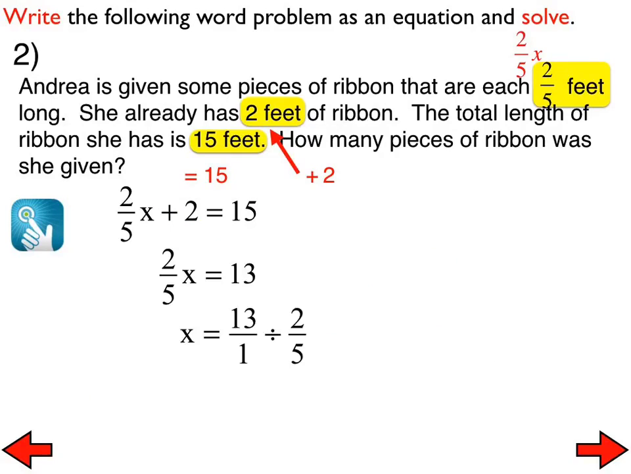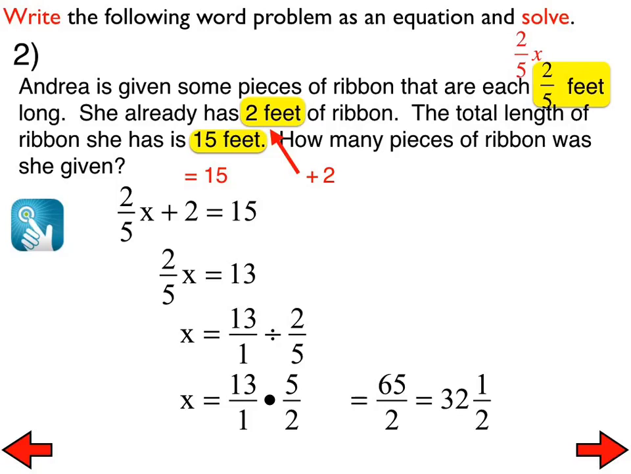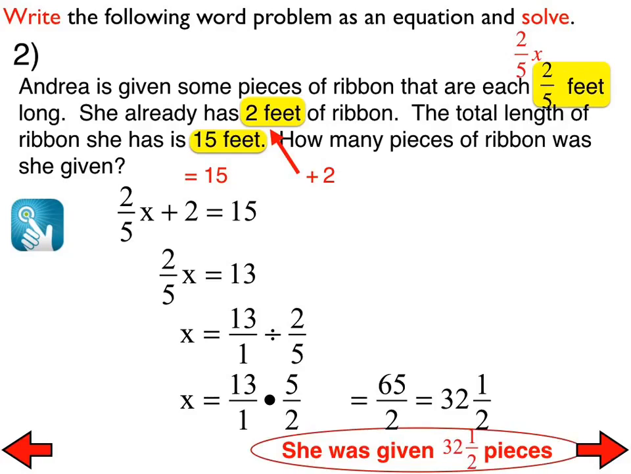Very good. So again, we got rid of the constant, then we divided to get rid of the coefficient, multiply by the reciprocal, and we left with 32.5 pieces of ribbon. Go ahead and try number 3.